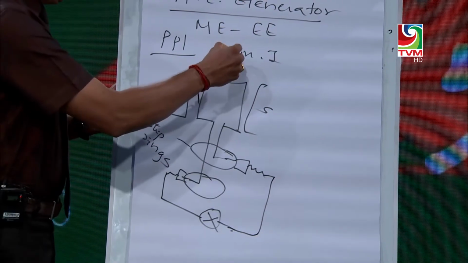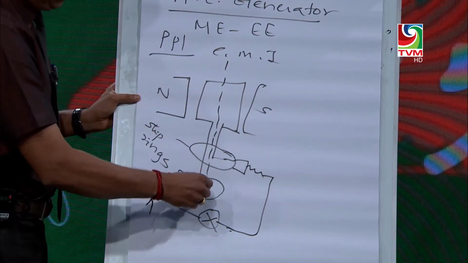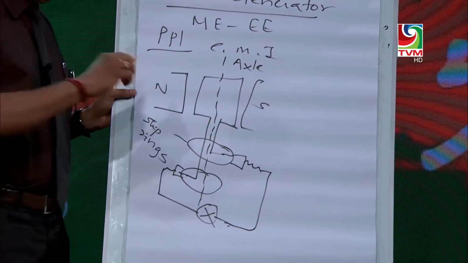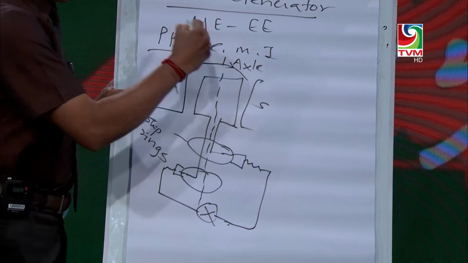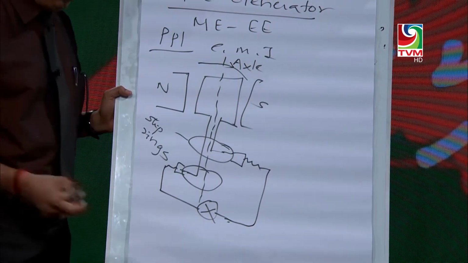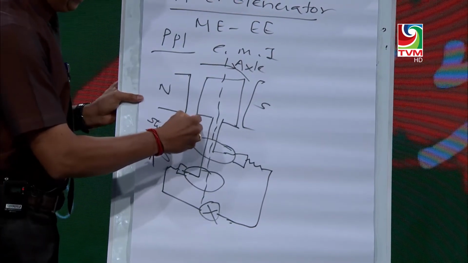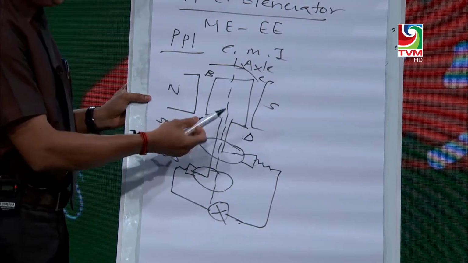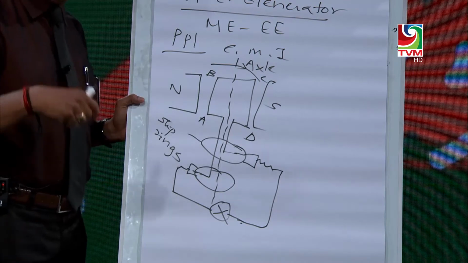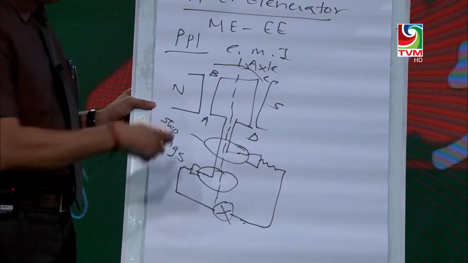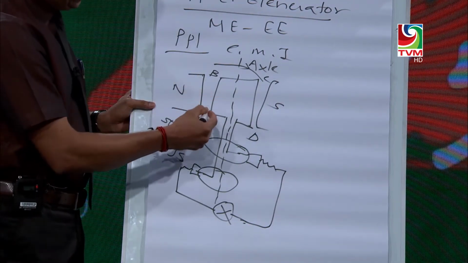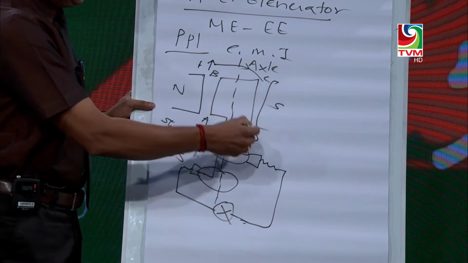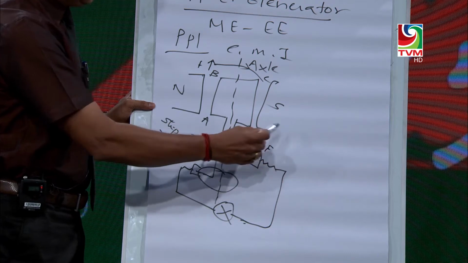This coil can move along an axle. This is the axle. Initially, the coil is rotating clockwise. When the coil rotates clockwise, I am labeling this side A, B, C, D. When it rotates clockwise by any means, by wind or water, the side AB experiences an upward force and side CD experiences a downward force.